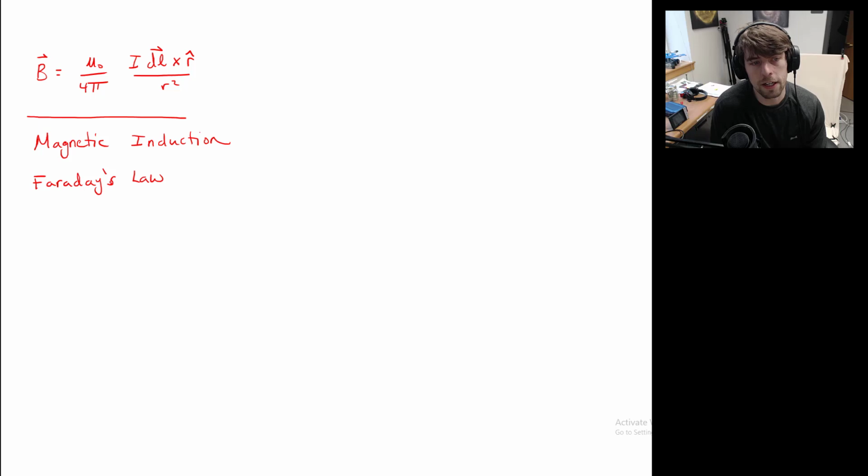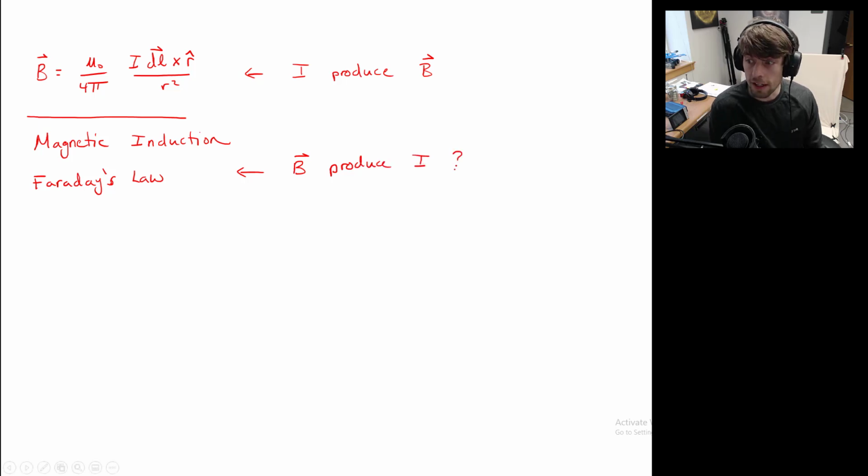And you can kind of get an idea about where this would come from. The law of Biot-Savart says that currents produce magnetic fields. And Faraday's law says, well, if currents can produce magnetic fields, perhaps magnetic fields can produce currents. So that's the byline there.